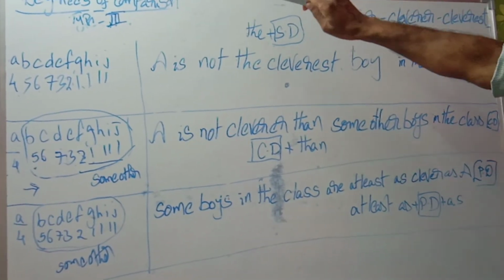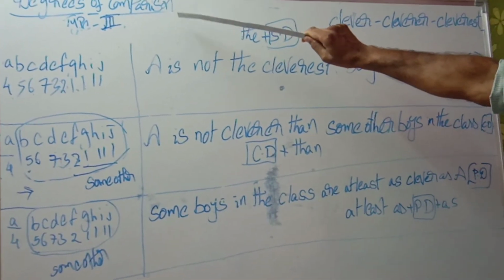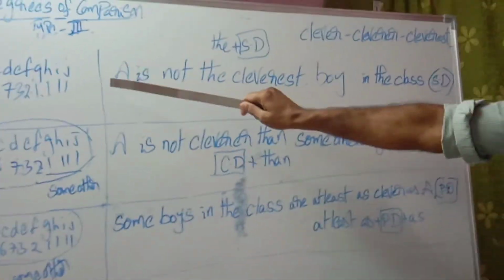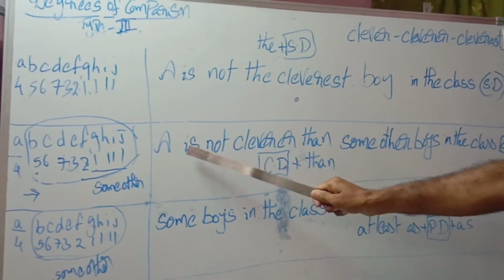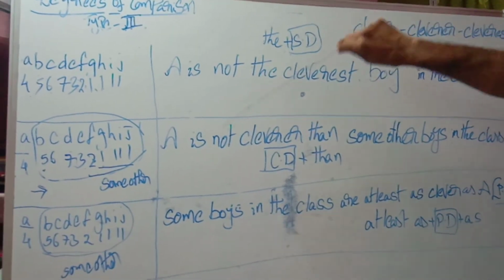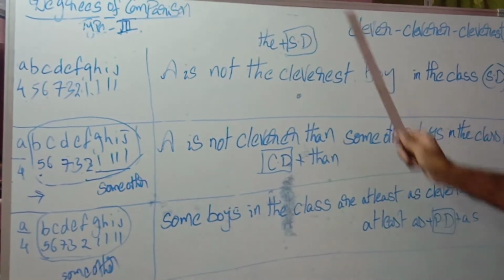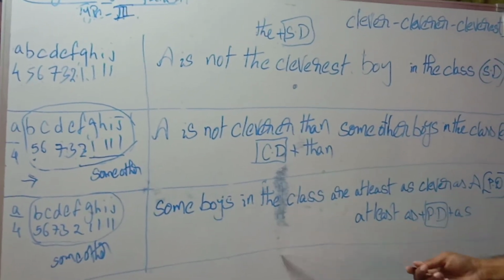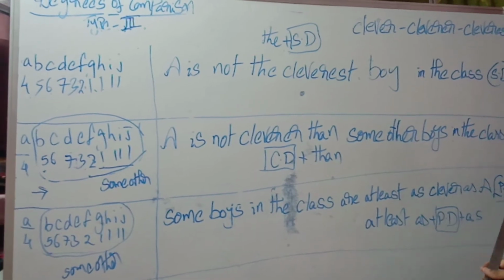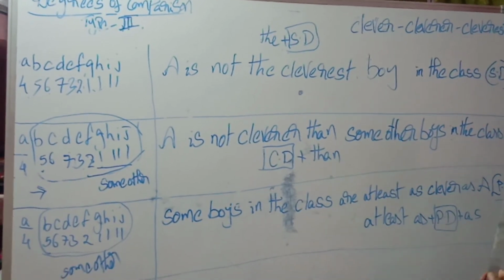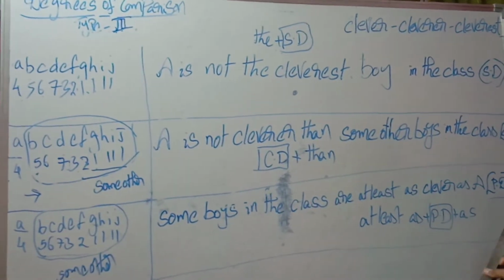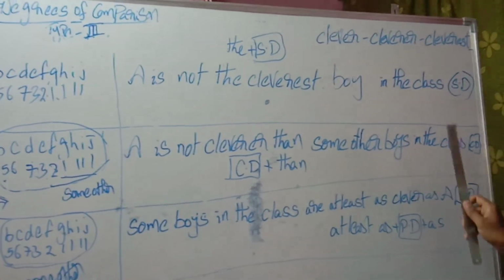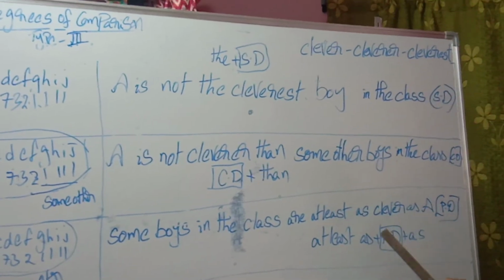This is particularly type 3. A negative sentence will come. A is not the cleverest boy in the class, because A got the fourth rank. A is not cleverer than some other students, because some other students got better rank. Some other students are at least as clever as A. So finally, this is the way to convert superlative degree into comparative degree into positive degree.